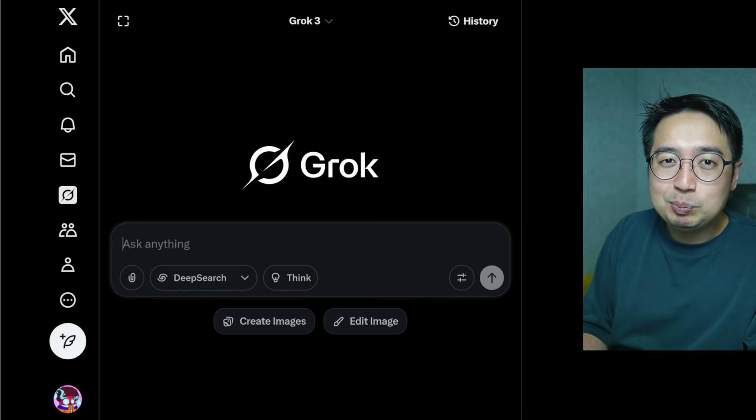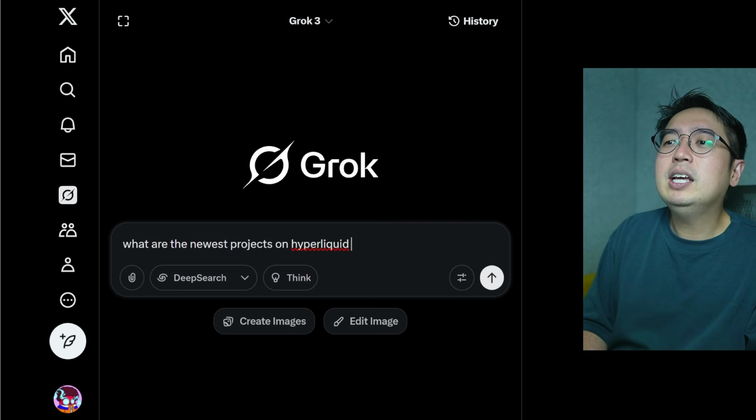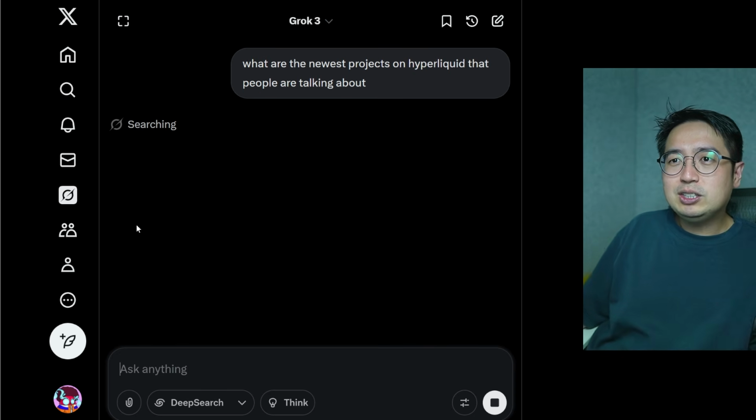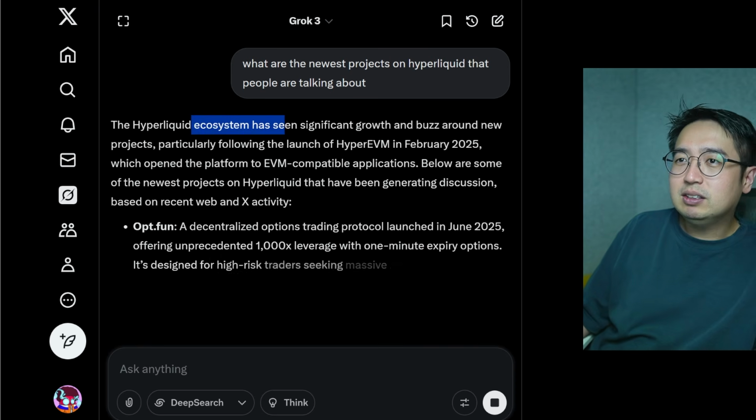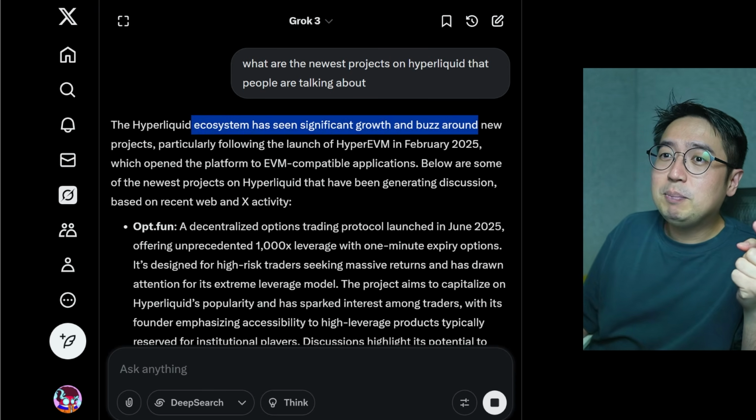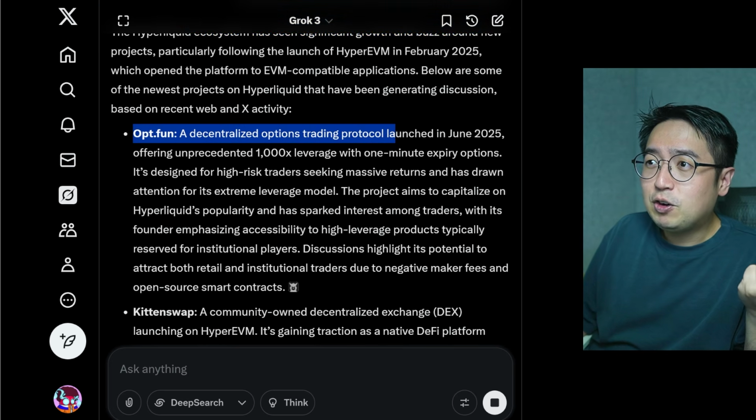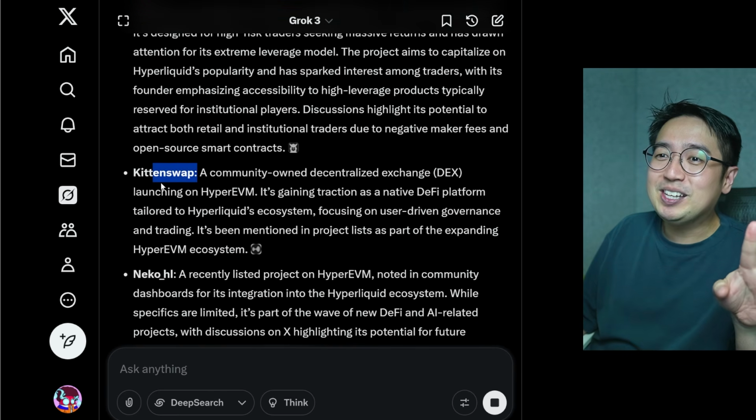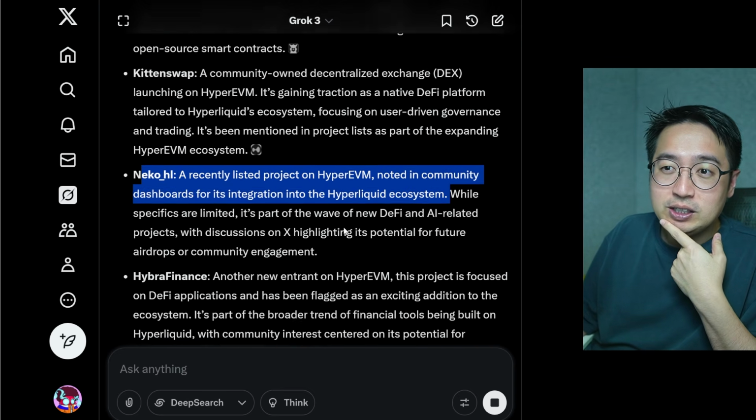So we're going to go to our research buddy, Grok here, and we're going to ask, what are the newest projects on Hyperliquid that people are talking about? And we search and it loads up. It's searching what people are talking about on X. So the Hyperliquid ecosystem has seen significant growth and buzz around new projects. So we have Op.Fun, a decentralized options trading platform launched last month. Kitten Swap, which I heard bad things happened. We're not going to go into that one. Neko HL, a recently listed project on HyperEVM, noted in the community dashboards.